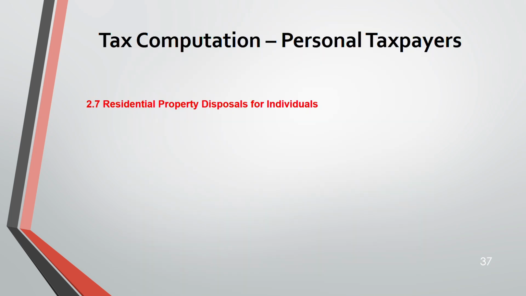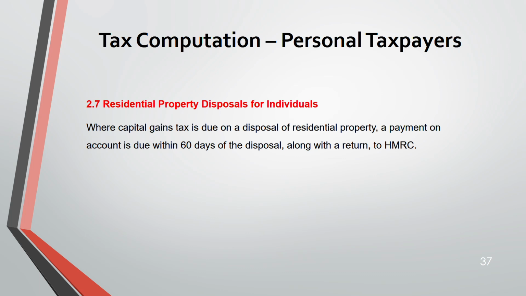Now, residential property. So when you're disposing residential property, normally you don't have any balancing payment for CGT, capital gains tax. But for residential property, there will be a payment on account, and this payment on account is due within 60 days of the disposal.